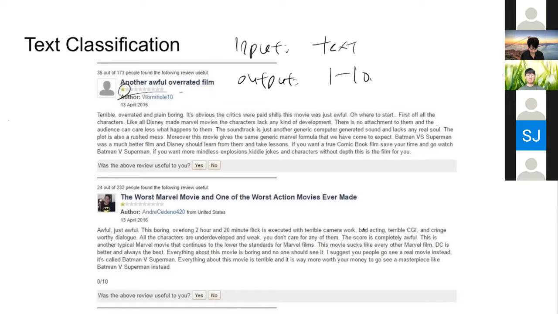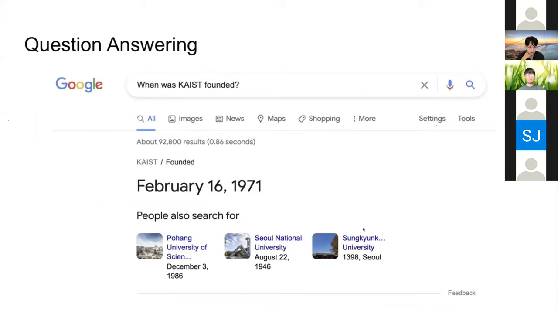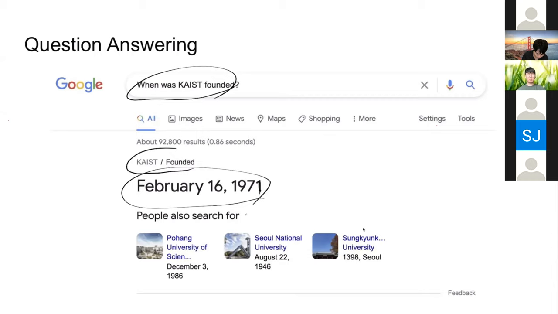What is another example? Question answering is another good example, definitely. Here, the input is this question, when was KAIST founded? And the output is the answer. And here's one interesting thing to point out, and it's really a concern with the art of machine learning. From the user perspective, you might want to model this as input being text and output being also plain text. But if you look at the outputs closely, actually the February 16, 1971 was obtained from this database query, which is KAIST/founded. So now it's a question whether you want to model this problem as mapping the question to this structured format.